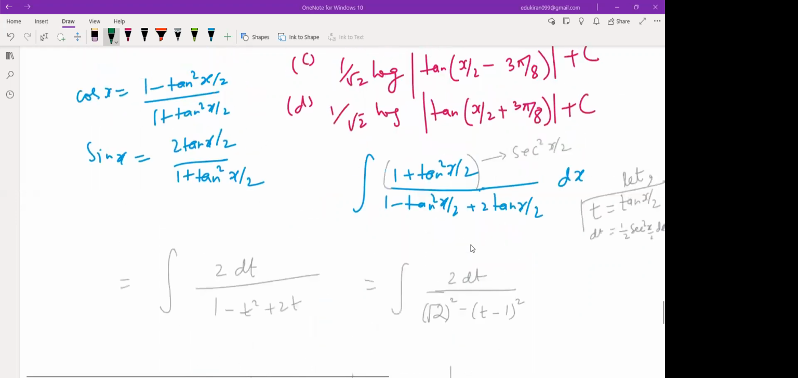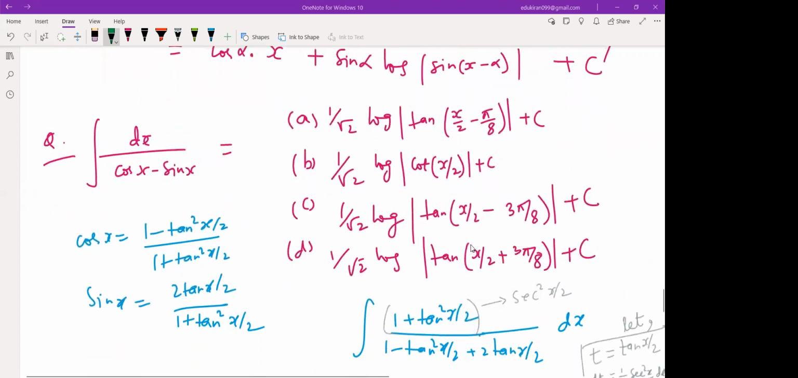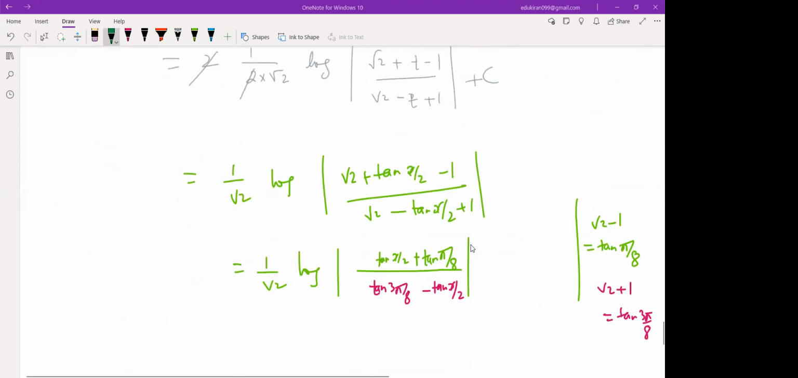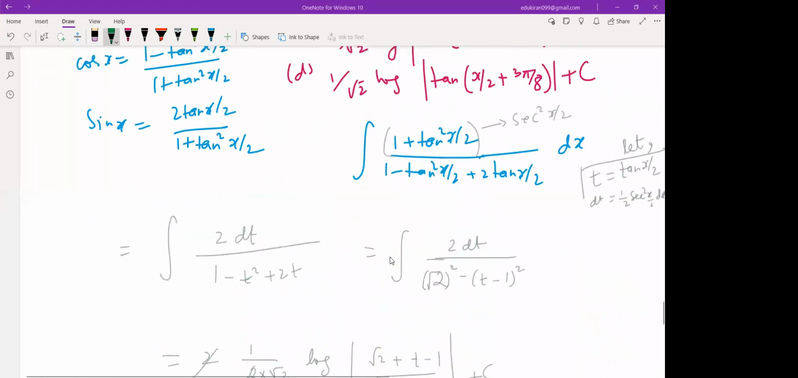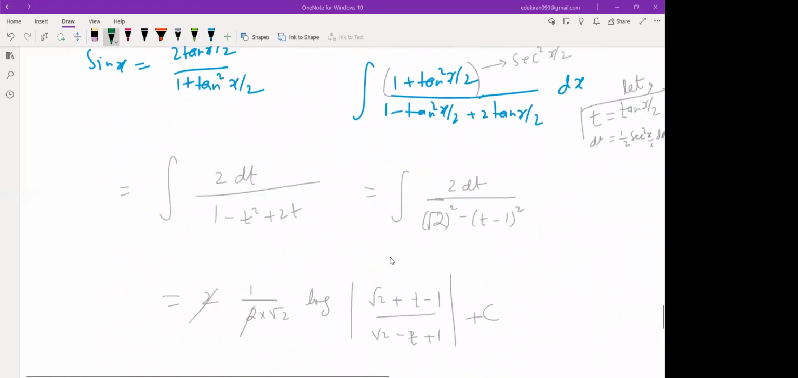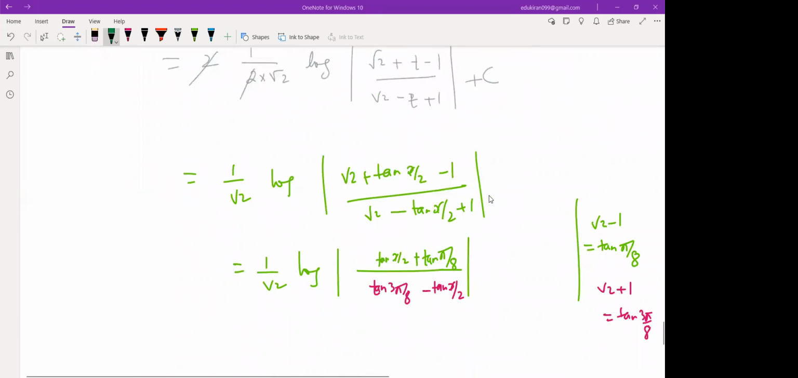I think there is some error either in the option or there is some error in the question, because the answer is coming like this, and this is not matching with any of the options. So maybe a typing mistake is there or something like that. So you can keep the answer as it is. This is the final answer. Either you write it like this or you write it like this.